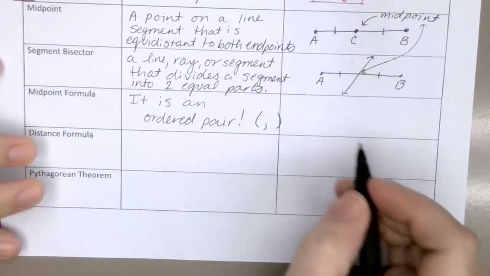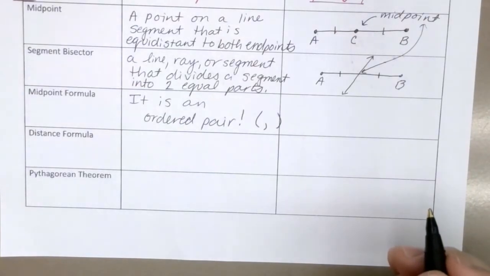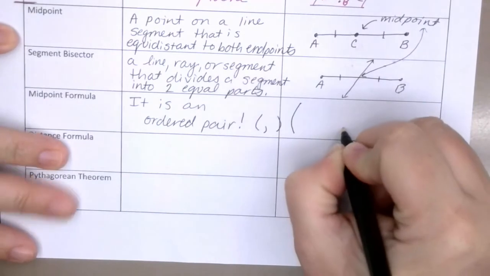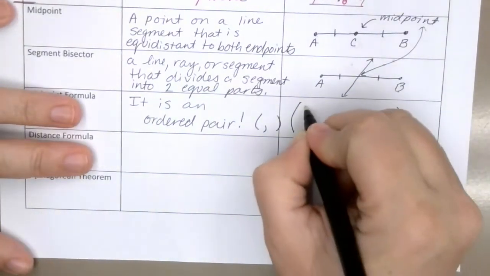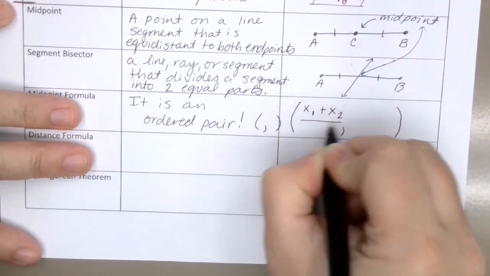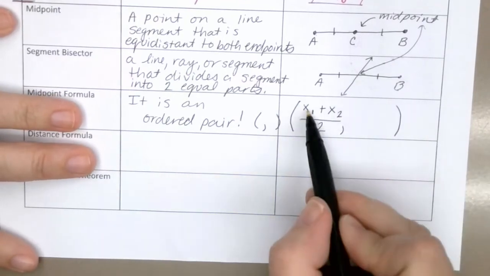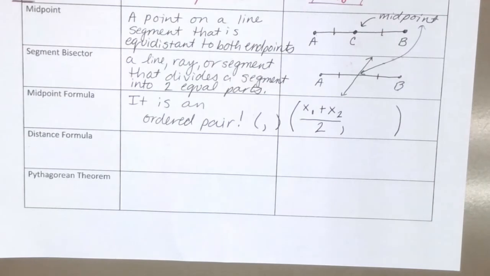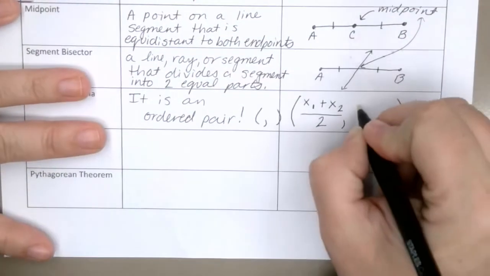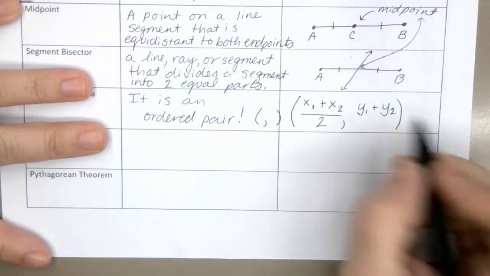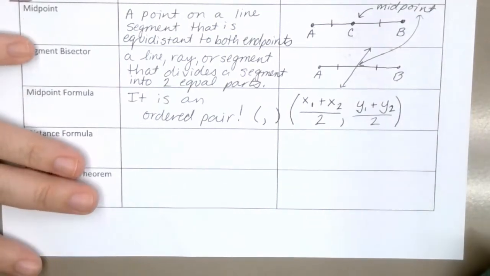Okay, so the midpoint formula, as I said, is an ordered pair, so something, comma, something. And here's what you do. You take the x value of one of the endpoints, add it to the x value of the other endpoint, and divide it by 2. What's it called when you take two numbers and divide by 2? That's the average of those two numbers, or the mean, if you want to think about it that way. And then to get the y value, you take the y value from the first endpoint, add it to the y value of the second endpoint, and divide that by 2. So it's the average x value, comma, the average y value.